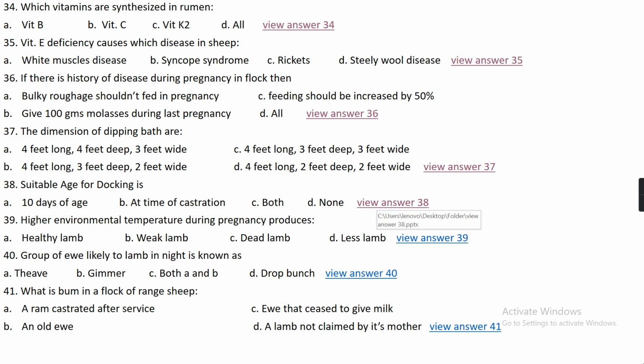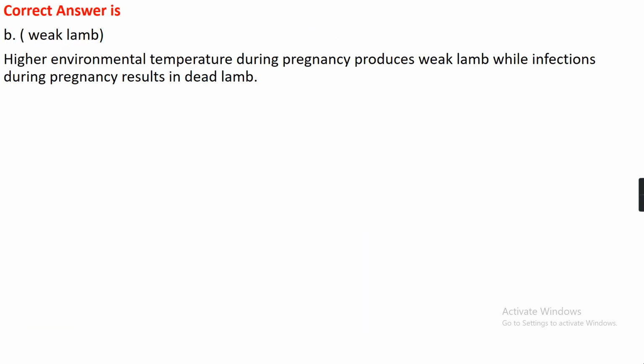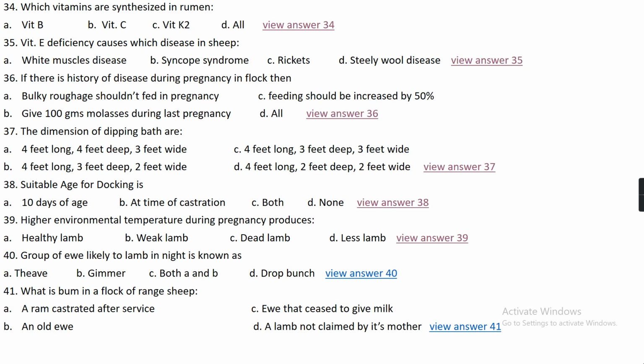Okay. And 39. Higher environmental temperature during pregnancy produces option A, healthy lamb, option B, weak lamb, option C, dead lamb, or option D, less lamb. The right answer is option B, that is weak lamb. Higher environmental temperature during pregnancy produces weak lamb, while infections during pregnancy result in dead lamb.